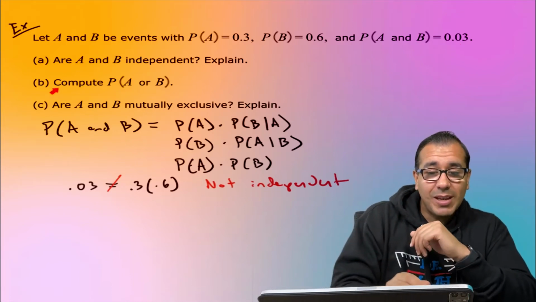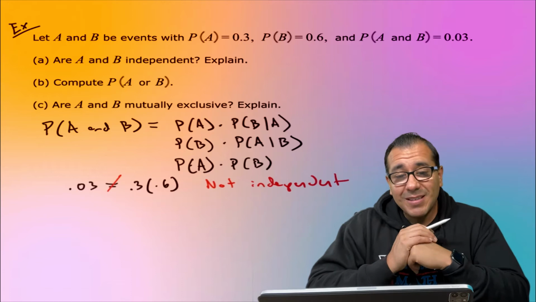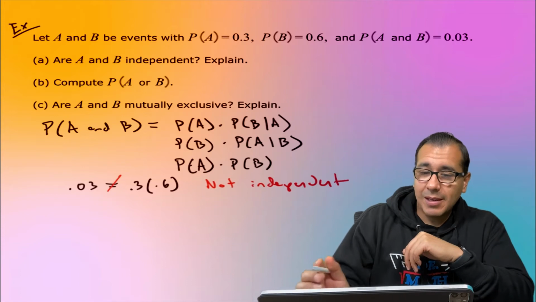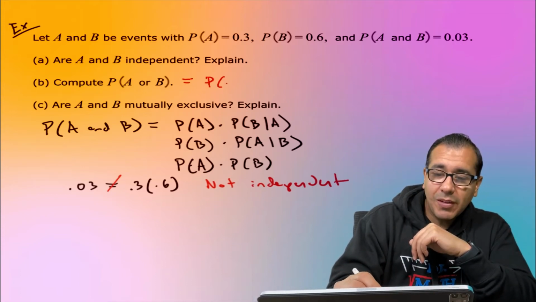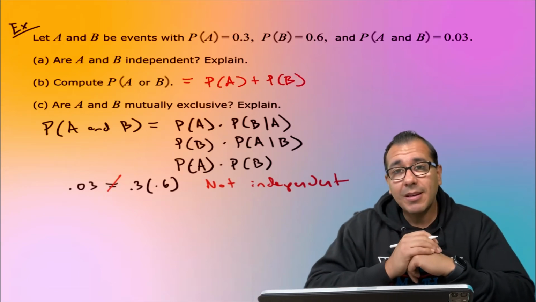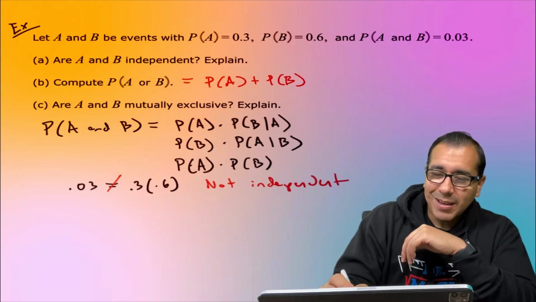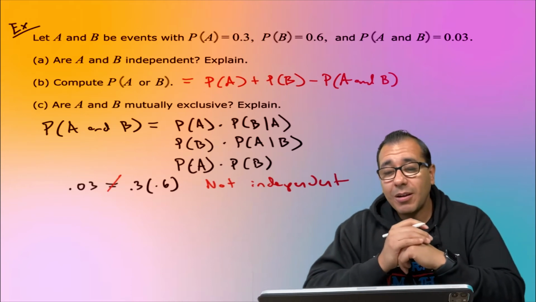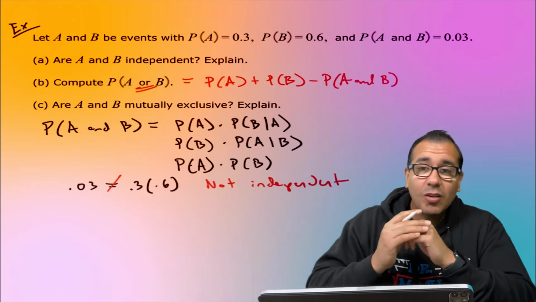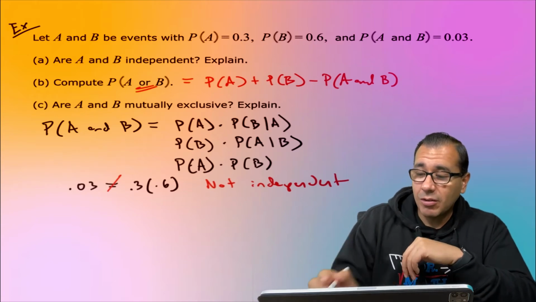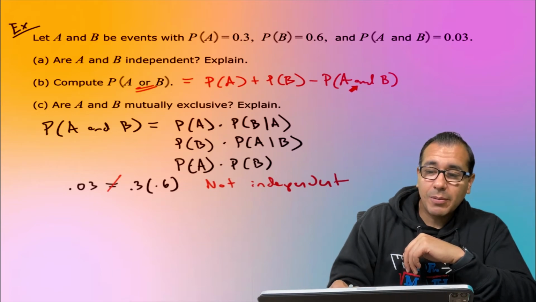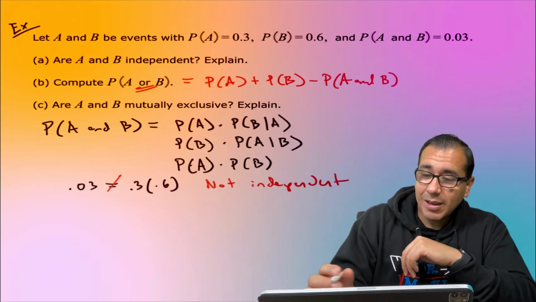All right. Now for part B, it wants us to compute this OR statement. When you're doing an OR statement, our formula is the probability of A plus the probability of B, minus the probability of A and B. It's a tongue twister with all these probability words. That's our formula for an OR statement, using our addition rule. Notice they give us the probability of A, the probability of B, and the probability of A and B. So let's go ahead and plug that in.